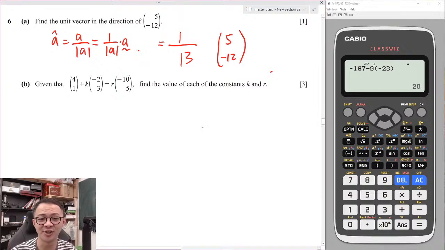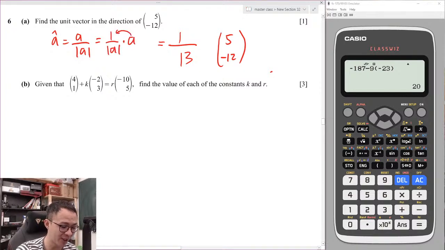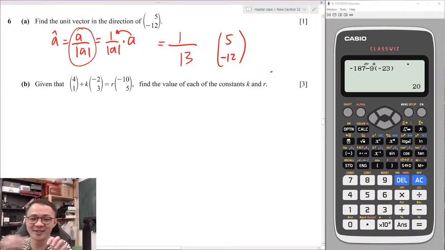Yeah, this is the IGCSE paper. Why is it 1 over magnitude? Because this is A over length of A, so I can take the A out and it becomes 1 over magnitude of A multiplied by A. If I multiply the A back into the 1, I'm getting back the same thing, isn't it? So I can just separate it out.